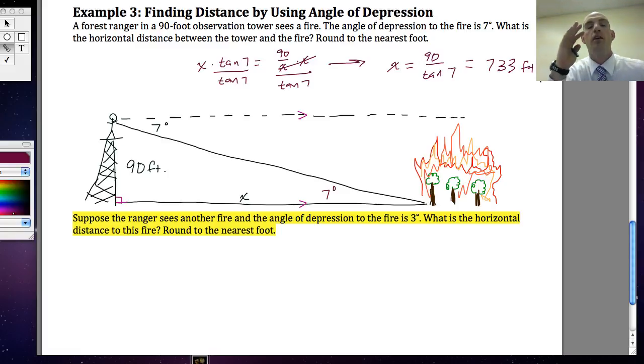All right, you can try the next one. Notice the angle is 3 degrees. See how that affects the horizontal distance, and solve it in the same way. You might want to draw a picture.